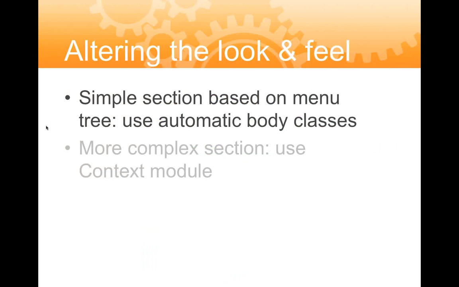So the easiest way to handle that is to set up a section based on the menu tree. So for example, if your alumni section always falls under highered.edu/alumni, and then all the pages within that section retain that alumni beginning to their URL, it's pretty easy to set up a body class so that every page in the section knows that they're in that section.